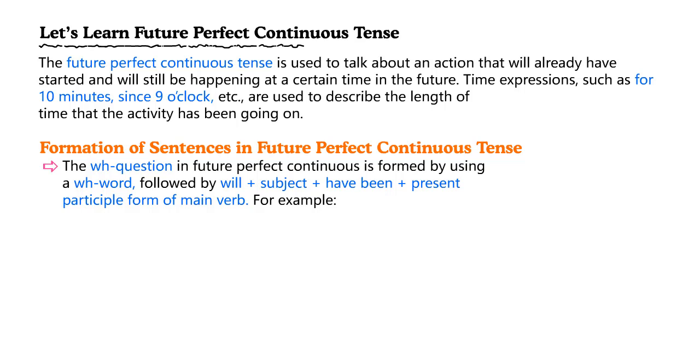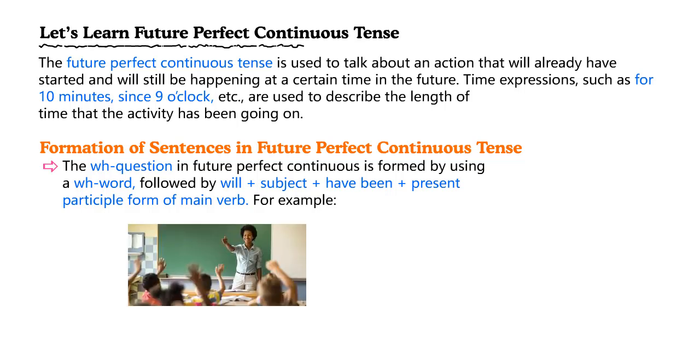The WH question in future perfect continuous is formed by using a WH word followed by will plus subject plus have been plus present participle form of main verb. For example, how will she have been teaching the kids since morning?